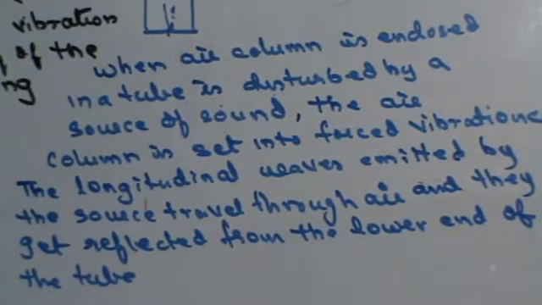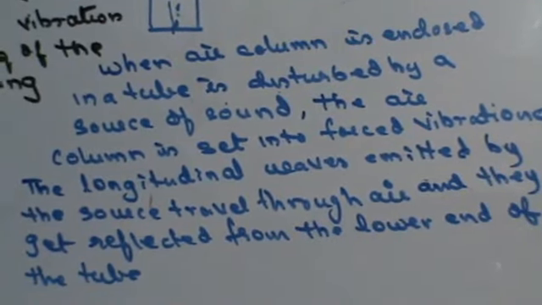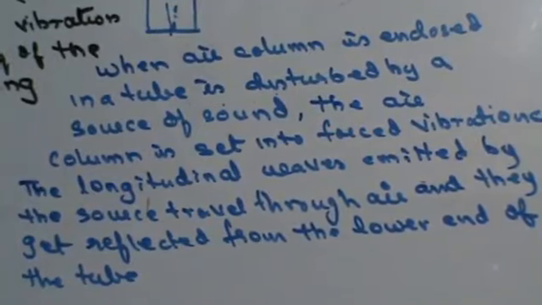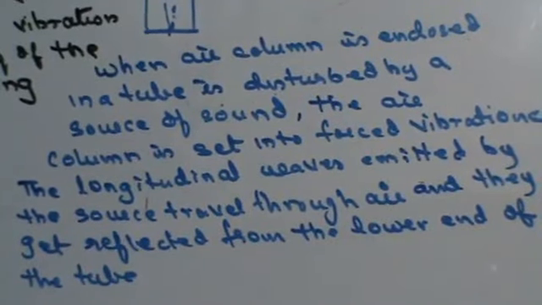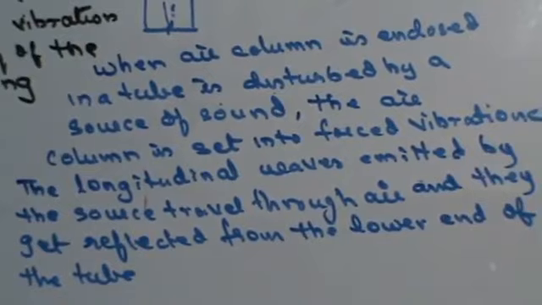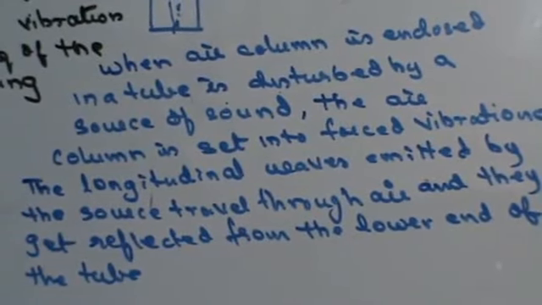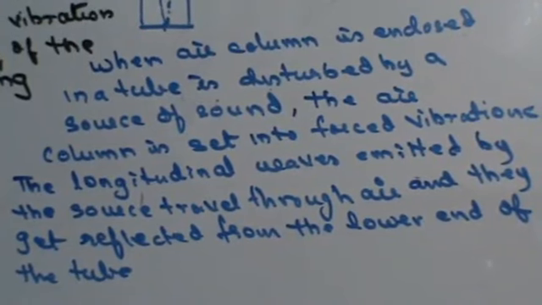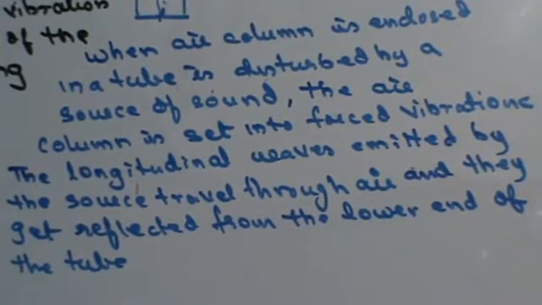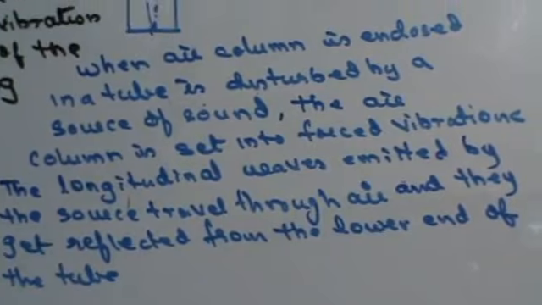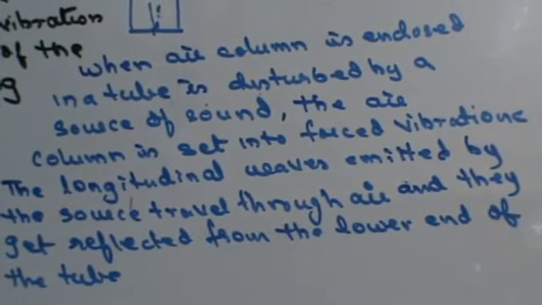Thus, I have two progressive waves that are set up inside the air column, one which is moving down, one which is coming up. The two waves are equal in magnitude and opposite in direction, as a result of which they will interfere with each other and stationary waves are set up inside the air column. That is the reason why you have stationary waves set up in an air column. Fine, do we get this thing clear?